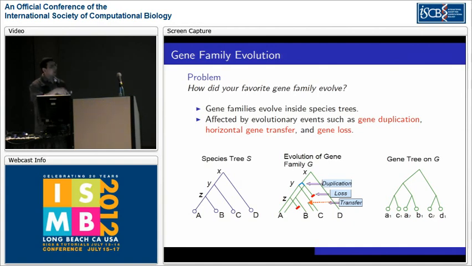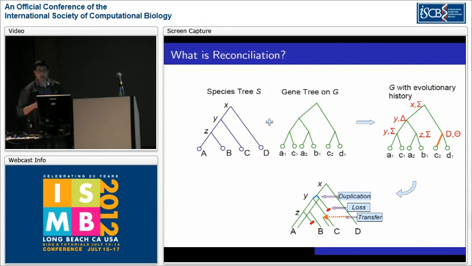Okay? Now, if you were to take the genes of this gene family and construct a gene tree on it, you would see something like this, right? That's the gene tree constructed on this gene family. And the task of reconciliation is that you're given the species tree, you're given the gene tree, but you want to infer this whole evolutionary history. You want to figure out exactly how you got that gene tree. What were the duplications, losses, and horizontal gene transfers?